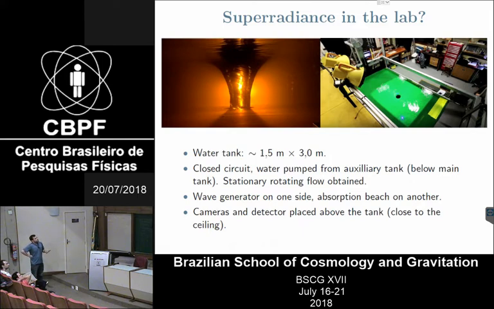The water is green because we use some dye, and this dye makes it easier for the camera to see the surface, so that we can really only see the surface and not the bottom or other parts of the flow. We really want to focus on the surface, and that's why we use this green dye, a substance called fluorescein. The water tank is basically 1.5 to 3 meters wide. It's a closed system. As I said, water is pumped from an auxiliary tank, which is beneath it.